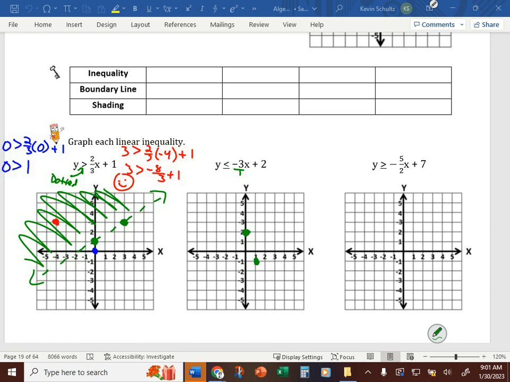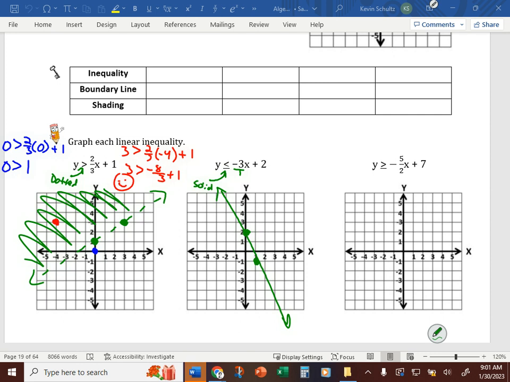Wasn't very accurate. Okay? Is this going to be dotted or solid? Solid. How do you know? Yes, it's got that less than or equal to piece, which means that every ordered pair on this line is going to work, just like an equation would. But because it's an inequality, so will a whole bunch of other ordered pairs work. And that's where the fun part of the shading comes into play.